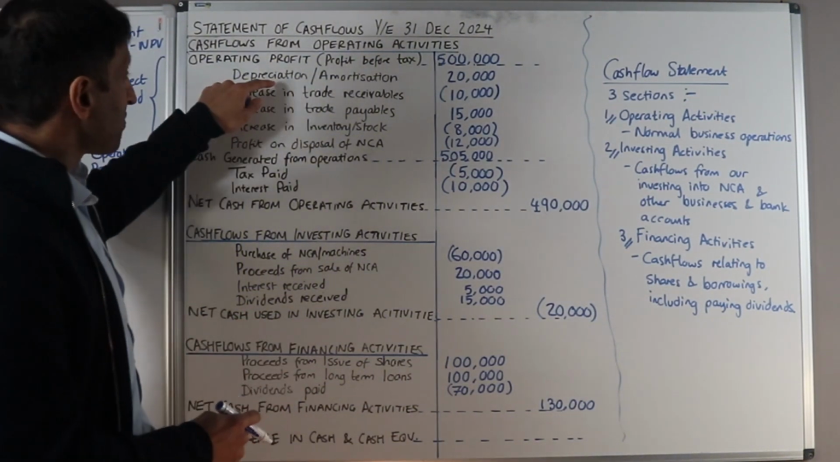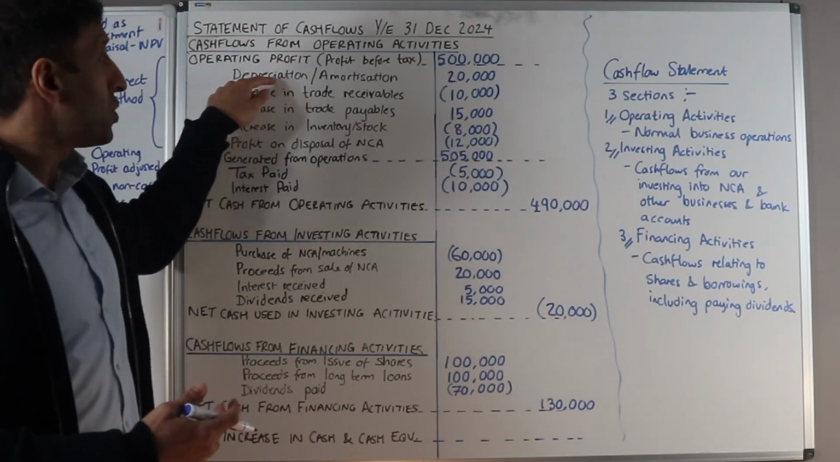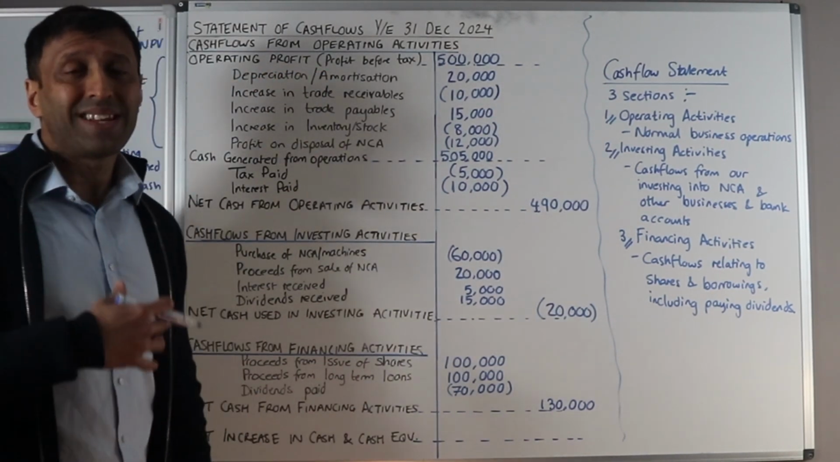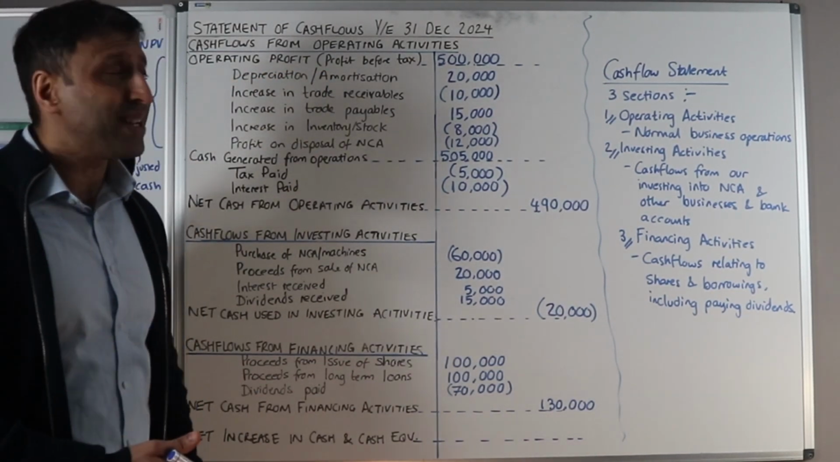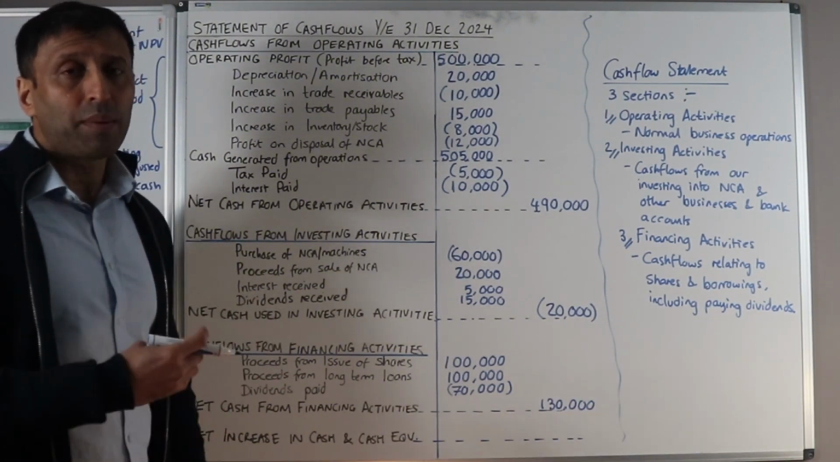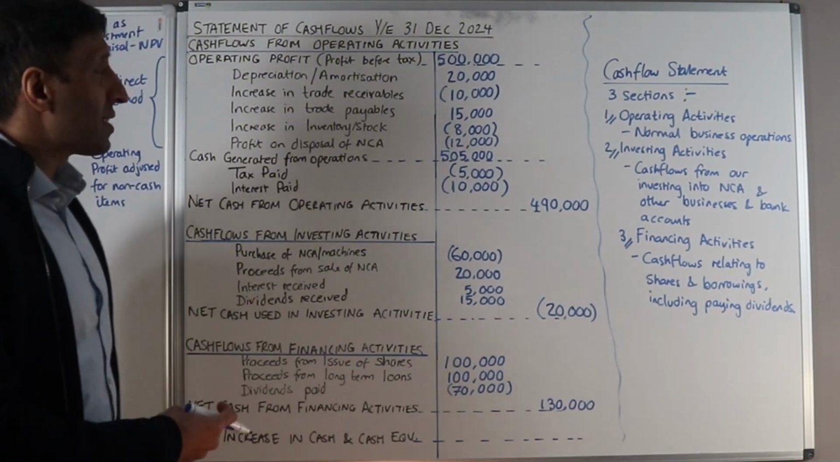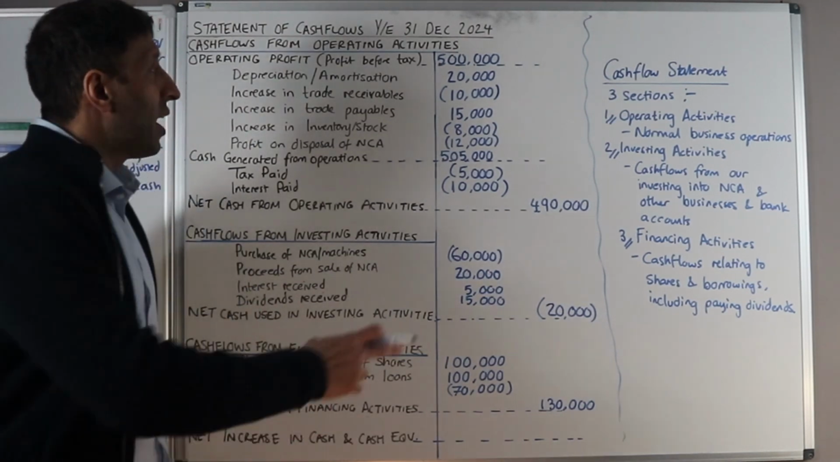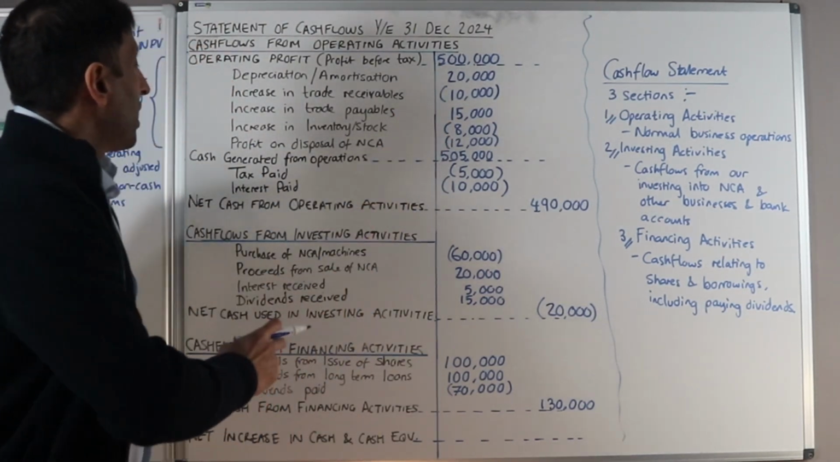So for example, if we had depreciation or amortization, this is basically the loss in the value of non-current assets, that would have decreased profit in our income statement or statement of profit and loss. And if that's the case, we're going to reverse the effect and add that back on.